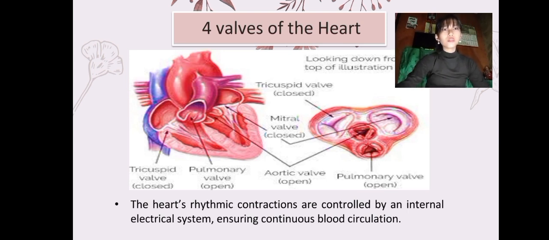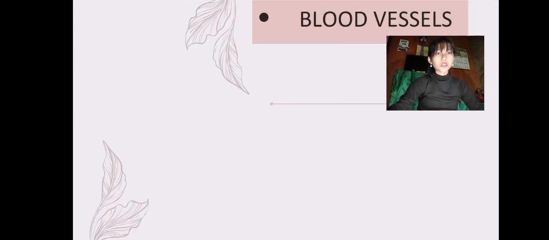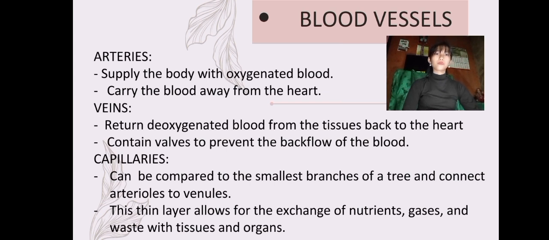The second part of the cardiovascular system, which is part of the circulatory system, is the blood vessels. Blood vessels consist of arteries, capillaries, and veins. The first one is the arteries. The arteries supply the body with oxygenated blood and carry the blood away from the heart.